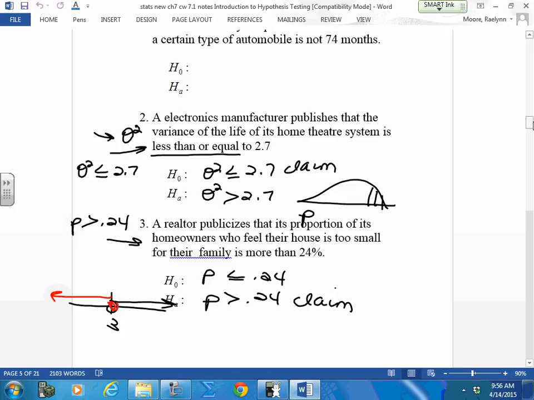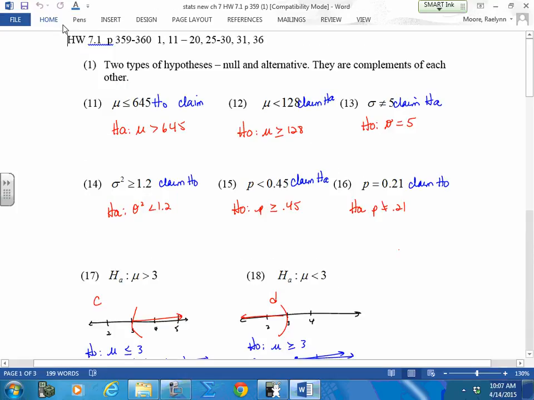Okay? Questions? Alright, what I want you guys to do, for the first part, they gave you a statement, and it was the HO or the HA, and then you had to make the opposite, the complement of that. So they're giving you a statement, which is the claim. In the first one, they gave you this statement: the population mean is less than or equal to 645. That's their claim. Because it has an equal sign in it, it's the HO.